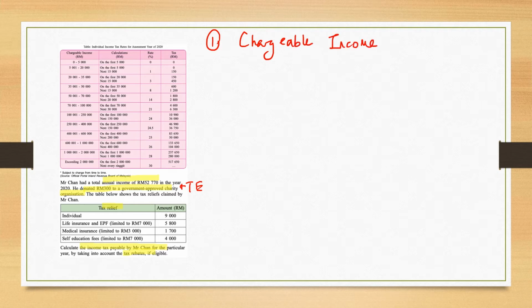To find chargeable income, we need to find the total annual amount. For this question we already have the figure, we have our tax exemption, and we need to minus all our tax relief figures here. So let's do that. First, let me add more space, I need a lot of space for this question. So RM 52,770 ringgit, and then minus your 300 ringgit.